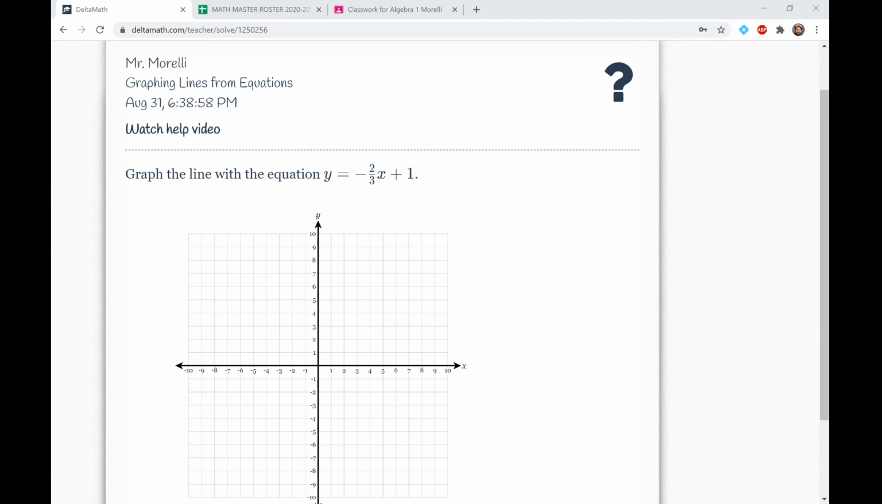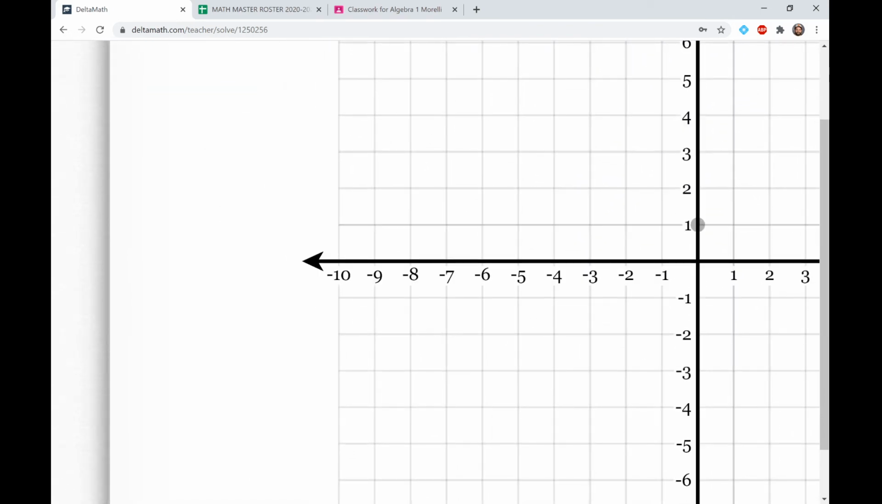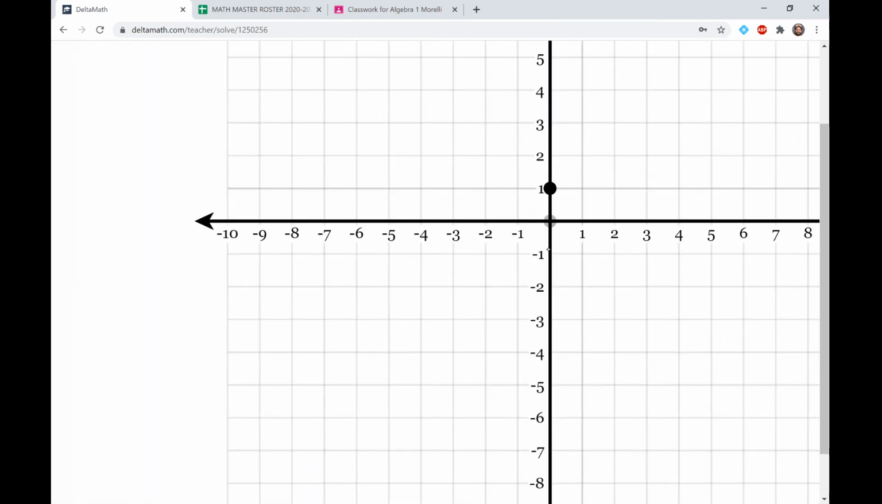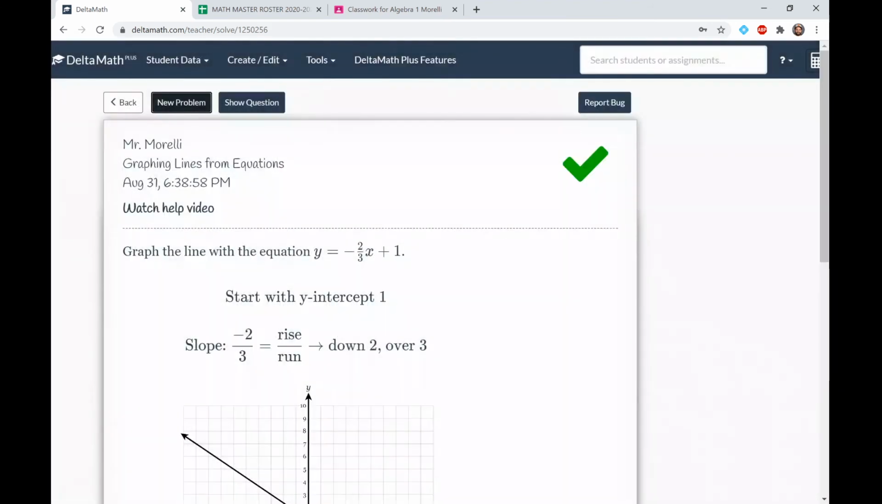So now take a straight edge, like a ruler, and line it up. This is how you do it if you were doing it on paper. Just draw the line in, put your little arrowheads on it, and there's your line. Now in Delta Math, it kind of makes it easier for you. First, we're going to plot this y-intercept here at positive 1. Then we're going to go down 2, over 1, 2, 3. You just put the dot there, and that's it. It's as easy as that. Let's do another one.